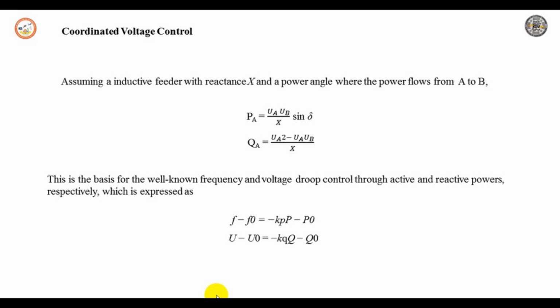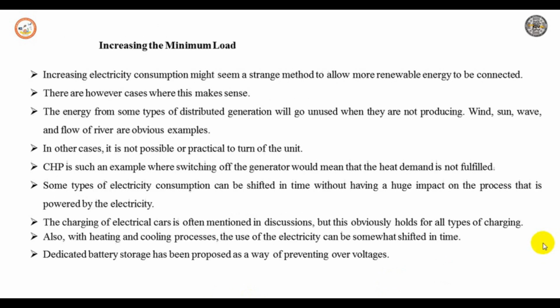increasing the minimum load. We'll see the effect of increasing the minimum load. Increasing the electricity consumption might seem a strange method to allow more renewable energy to be connected. There are, however, cases where this makes sense. The energy from some types of distributed generation will go unused where they are not produced. For example, wind, sun, wave, and flow of river are obvious examples.